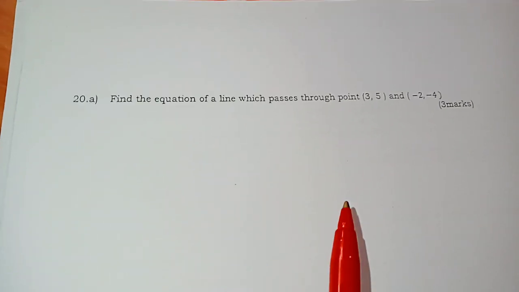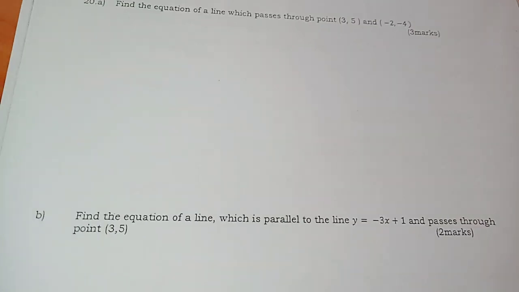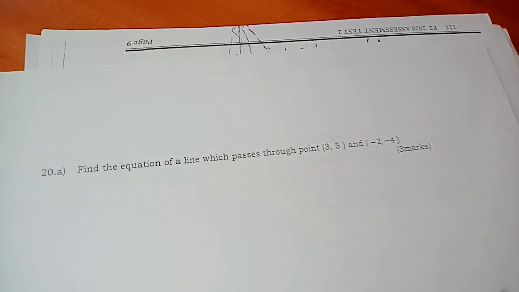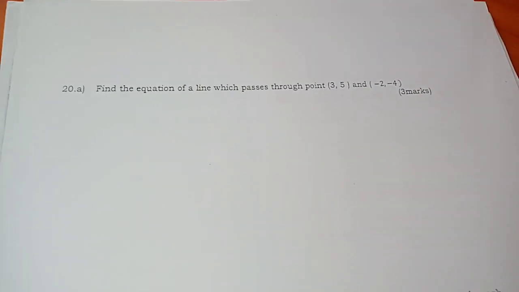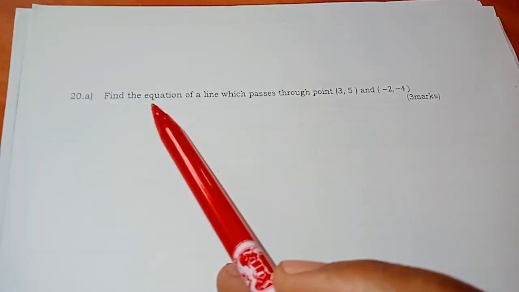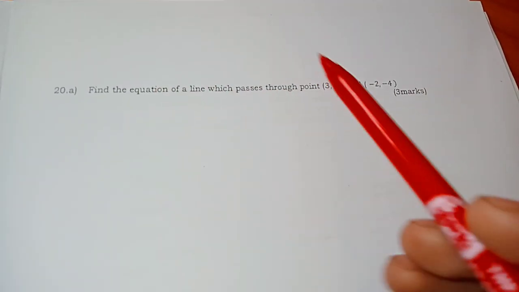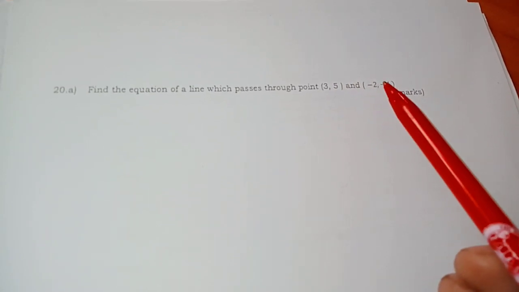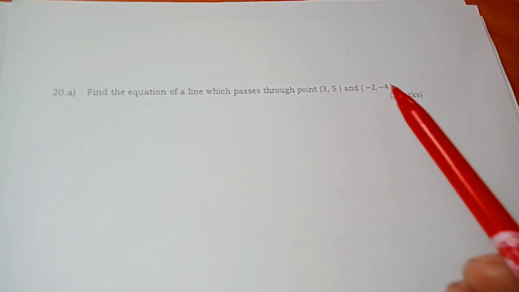I want to take you through questions here. Question 20, parts A, B, C, and also part D. The questions come from the topic of equation of a straight line. So let's get started. The first question reads: find the equation of a line which passes through points (3, 5) and (-2, -4).